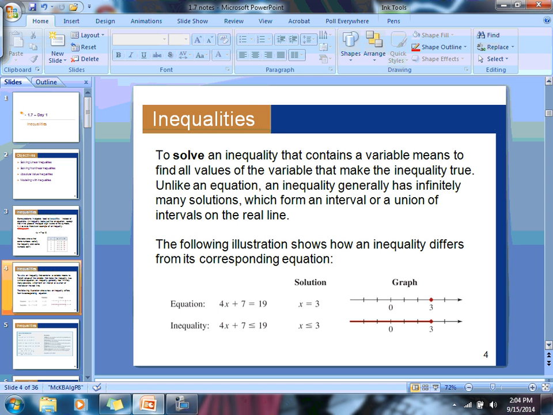So when we're solving an actual inequality that contains a variable, it means to find all of the values of the variable that make the inequality true. And we can represent this graphically as well. If we have an equation, we represent our answer as just one location on a graph. But if we have an inequality, we're going to have our open and closed circles, and we're going to shade either above or below or between or away from those points on the number line.